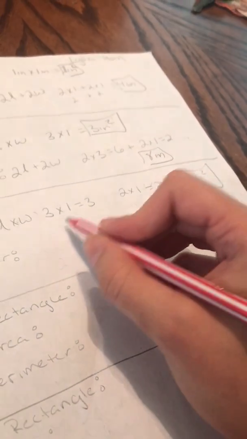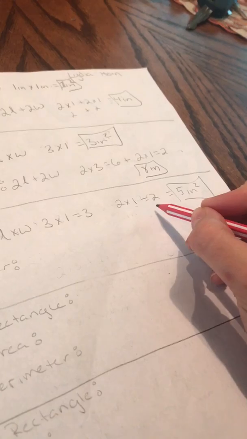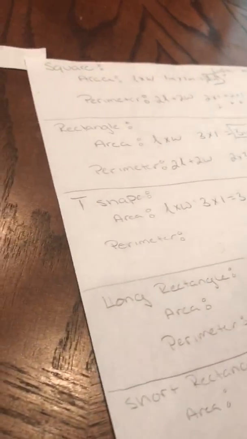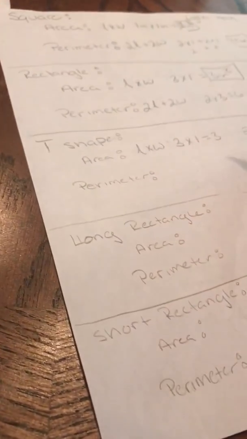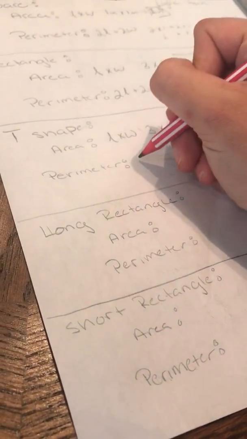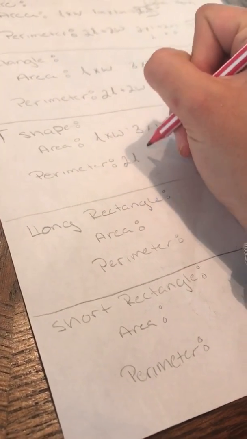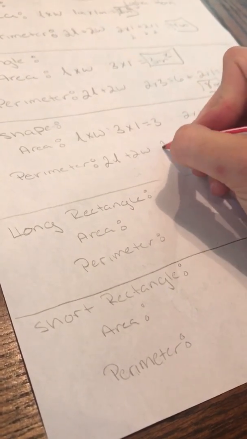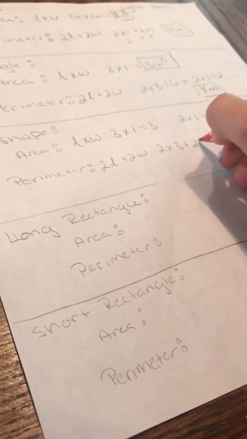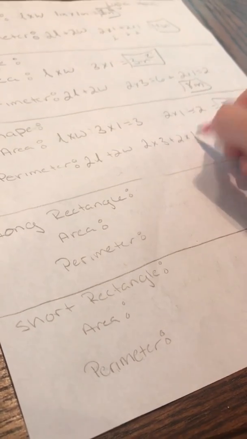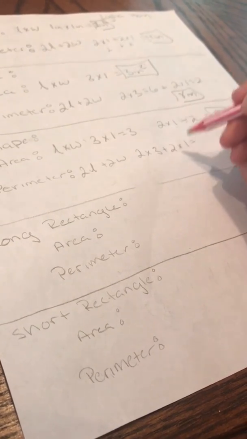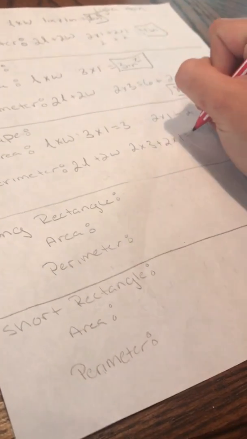That is, 3 times 1 for the first one, 2 times 1 for the second one, and we add 3 plus 2, which equals 5 inches squared for our area. Now our perimeter is going to be a little bit different. We are going to do 2 times the length plus 2 times the width again, which for the first one is 2 times 3 plus 2 times 1. 2 times 3 equals 6, and 2 times 1 equals 2, so that's going to be 8.